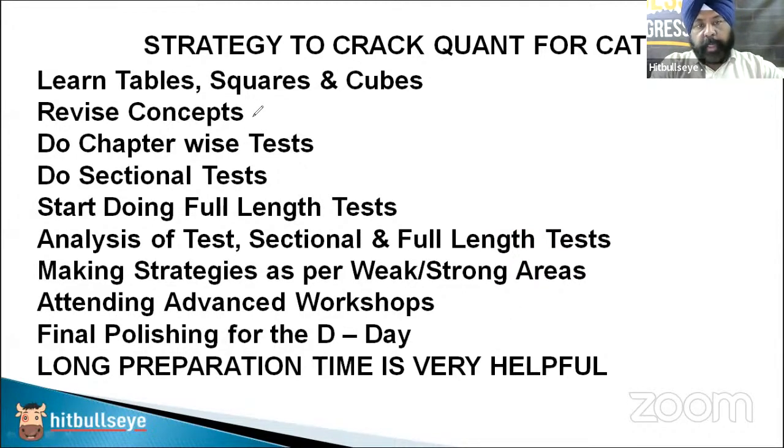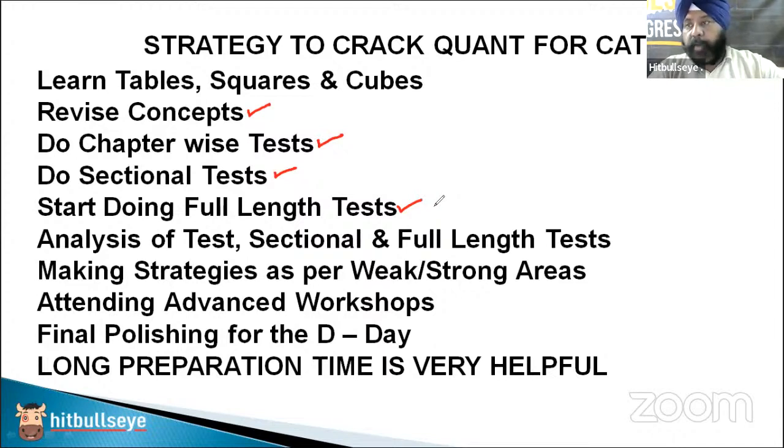Now, strategically, you should revise that. First do the concept, then revise the concepts. You should do this very gradually. First, you should do chapter-wise tests. This is a 7-month strategy. Then you should do sectional tests. Sectional tests will be a mixture of the topics. Then you should start taking full-length tests and mocks.